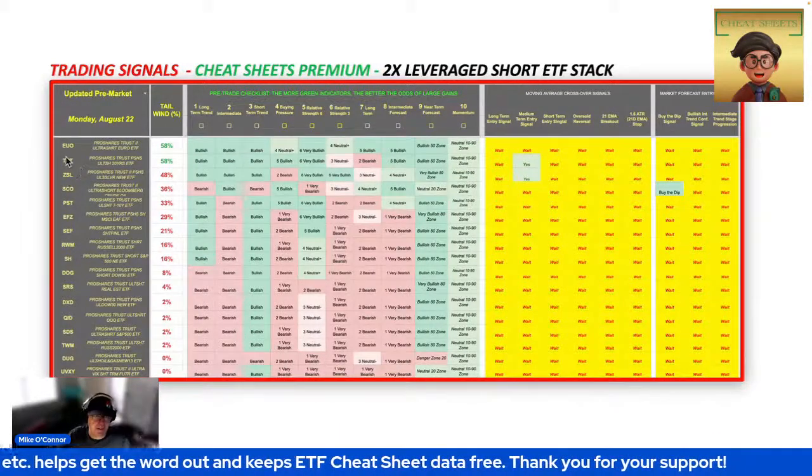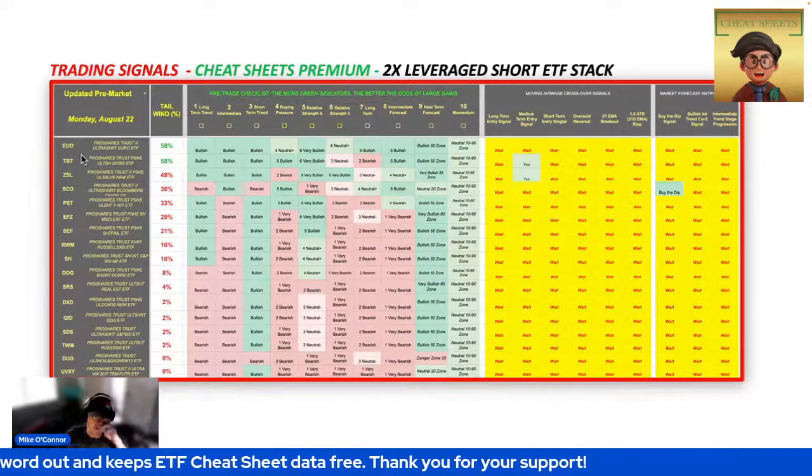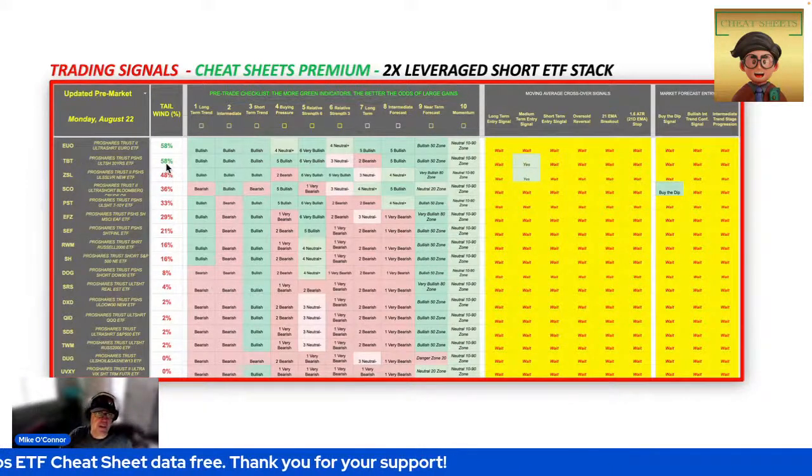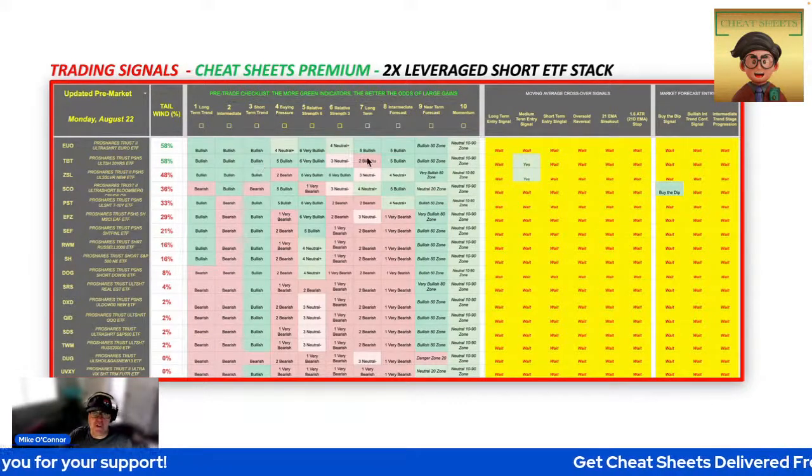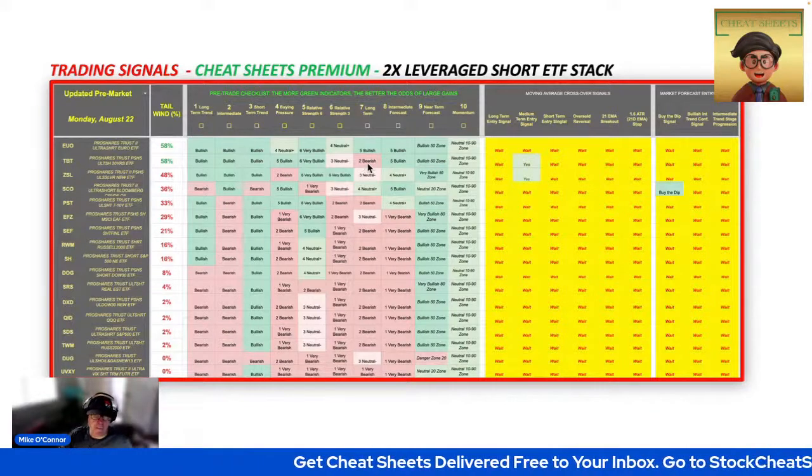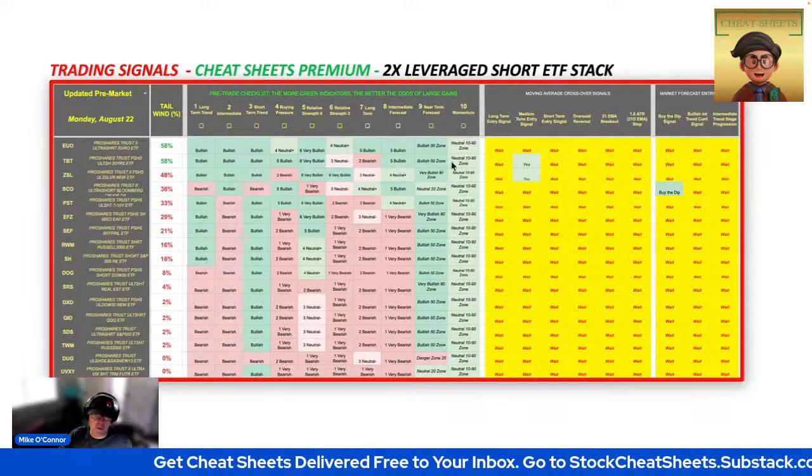Notice the TBT, bearish inverse ETF at a 58% tailwind score, multiple time frames of bullishness, though it does have a bearish longer term market posture. But remember, these are shorter term holds.